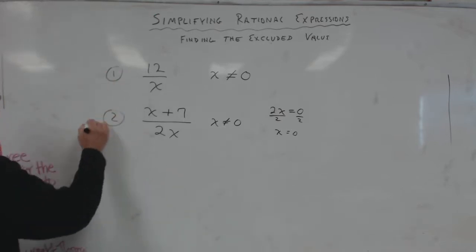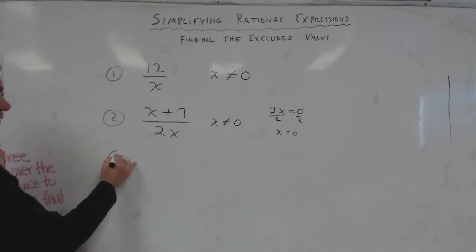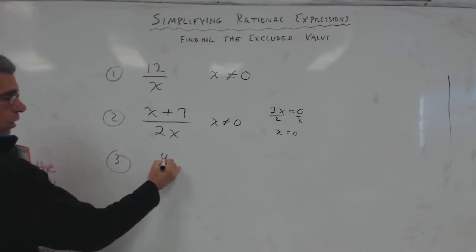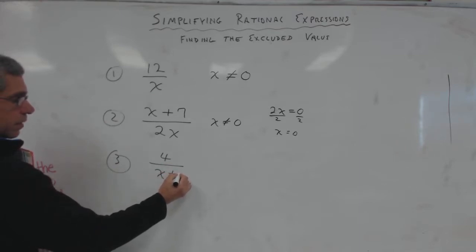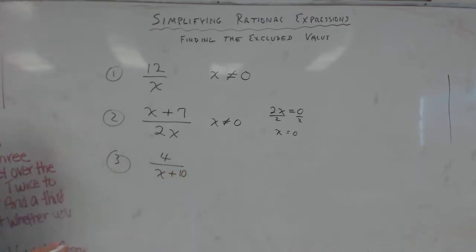Here's my second example. What if I gave you this example? 4 over x plus 10. x can equal -10. Do you guys agree? Or should it just be 0? x can't equal 0. No, it's not. The denominator can't be 0, right?